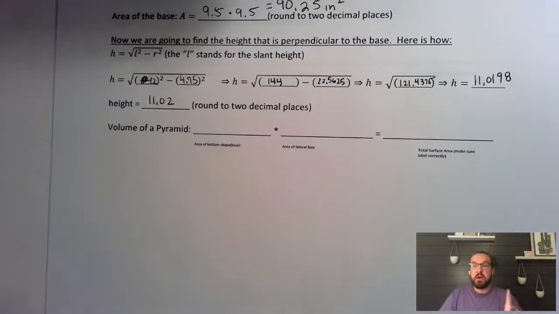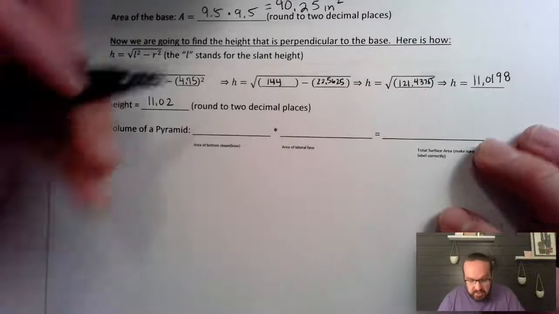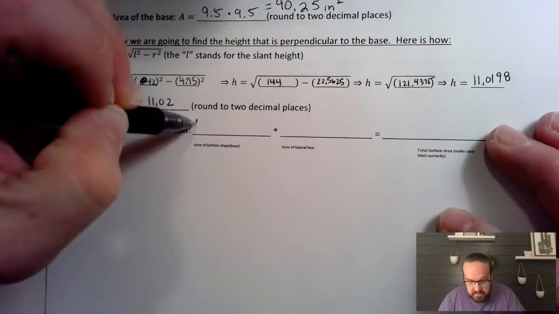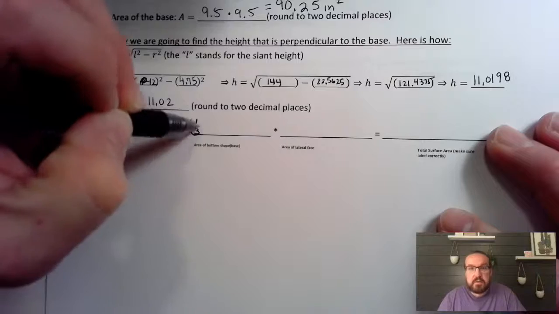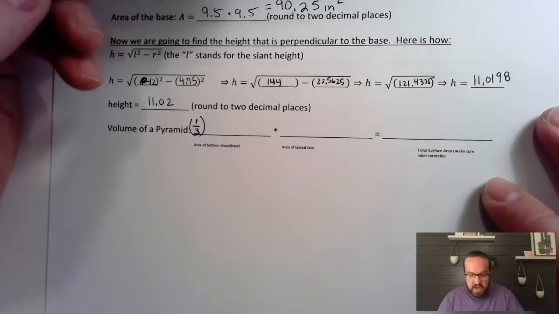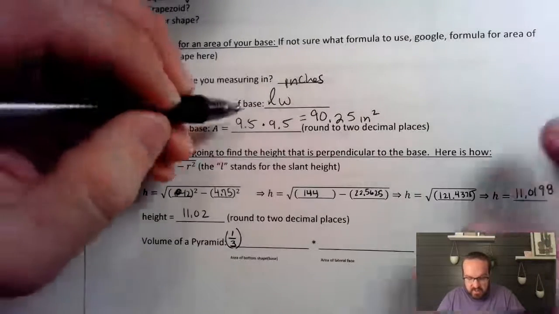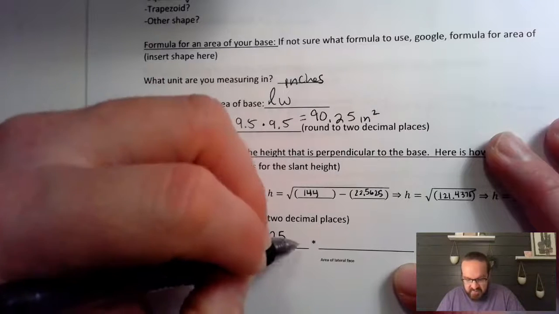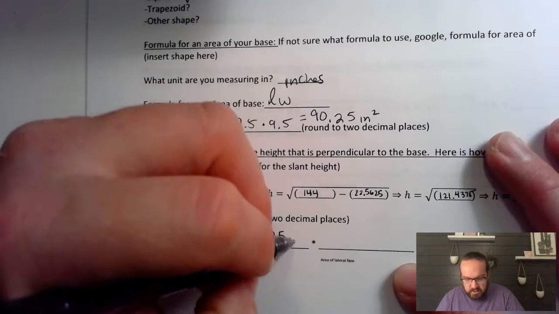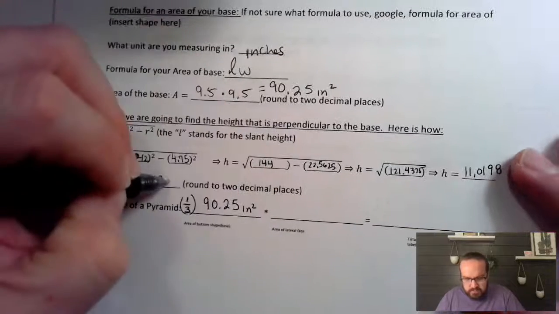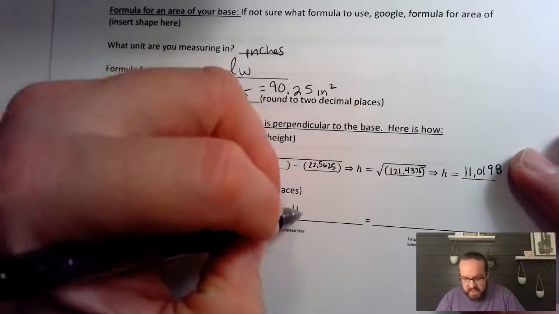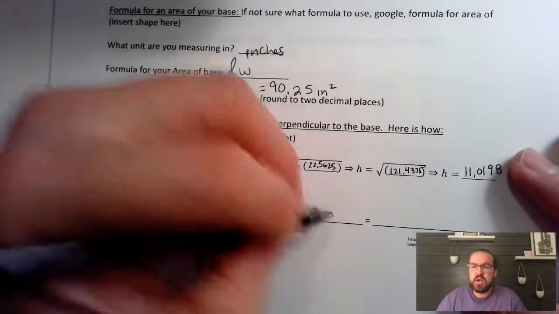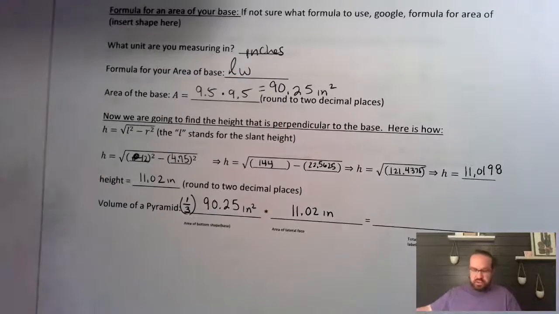All right, so, just remembered it. Volume of a pyramid is just 1/3. And then we have our area of the base, which was just 90.25 inches squared, times my perpendicular height, which was 11 and 2/2 of an inch.